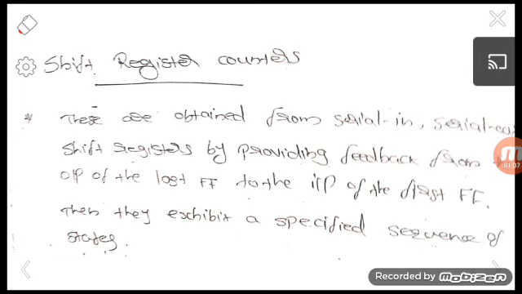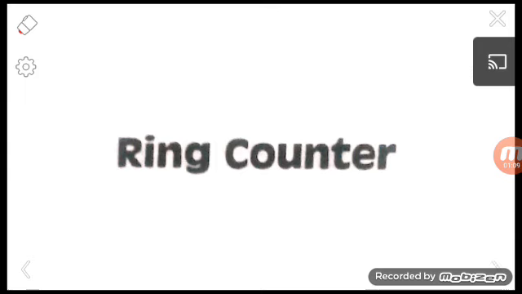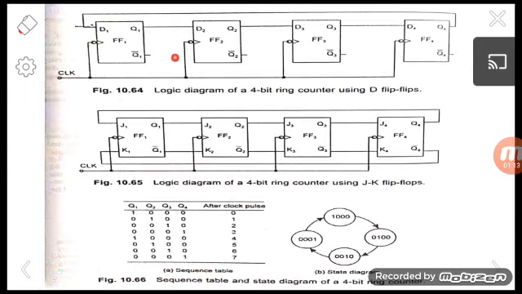Then they exhibit a specified sequence of states. Among these shift register counters, the most important one is the ring counter. Here is a figure of a ring counter. The ring counter can be constructed using a D flip flop. We call it a ring because the output of the fourth flip flop, Q4, is given as input of the first one. Hence it is called a ring counter.